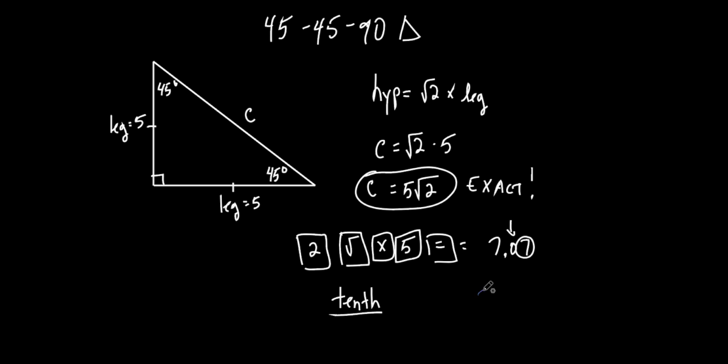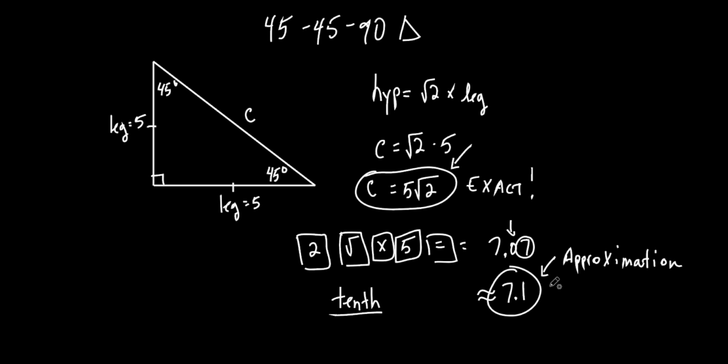And so really your answer, and I'm going to put a squiggly equals. Why do I put a squiggly equals? It's approximately equal to what? 7.1. All right? So an exact answer would look like this. An approximation, let's write that down. An approximation would look like this. All right?